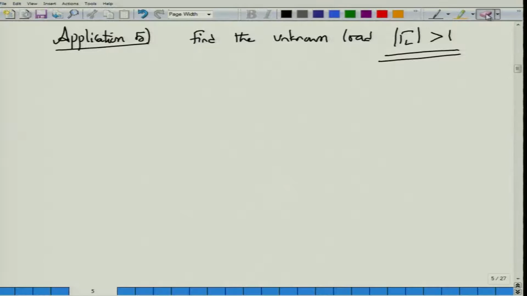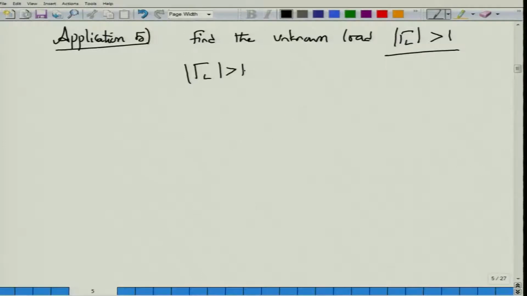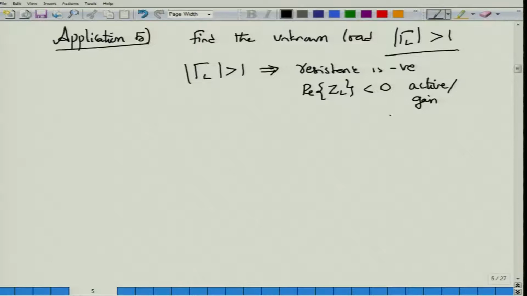Well, in the last few modules I have been telling you that the magnitude of gamma L can never exceed 1 except under one circumstance. What is the circumstance? Magnitude of gamma L greater than 1 immediately implies that the resistance is negative, right. The real part of the load that you are considering will become less than 0, and this is actually the case for active or gain devices, right, we have talked about.